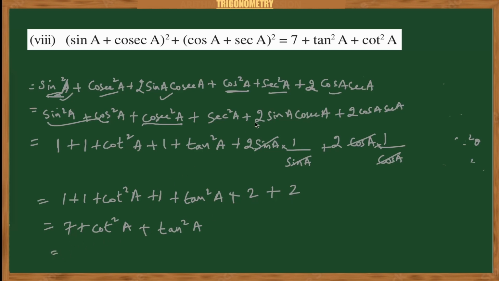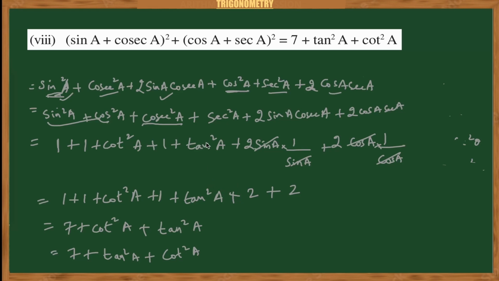So as per the right hand side, we have 7 plus tan square a plus cot square a. Hence this is proved.